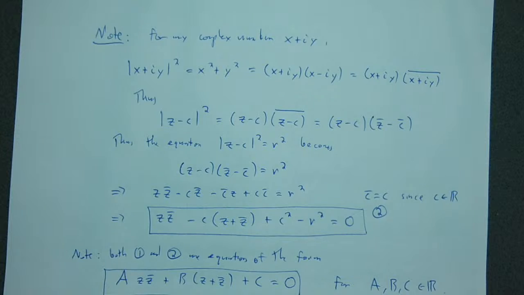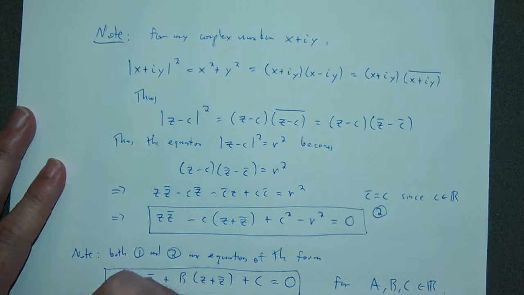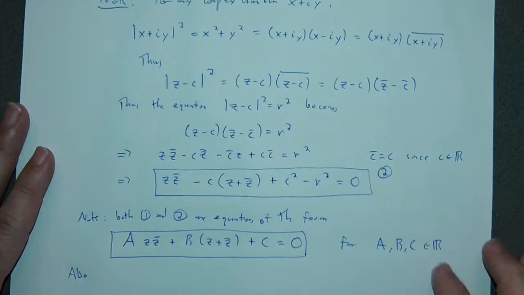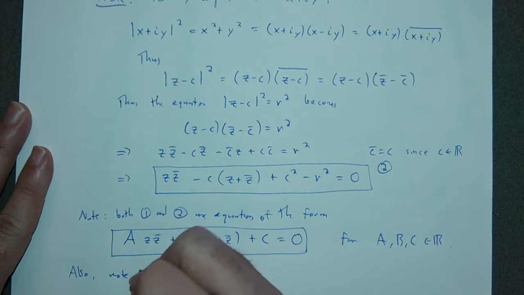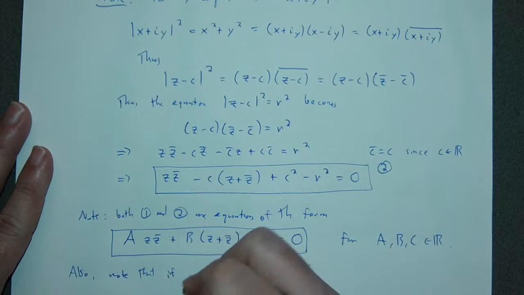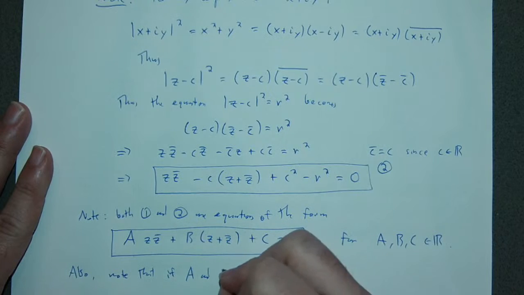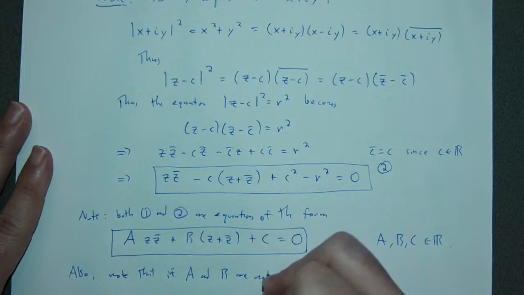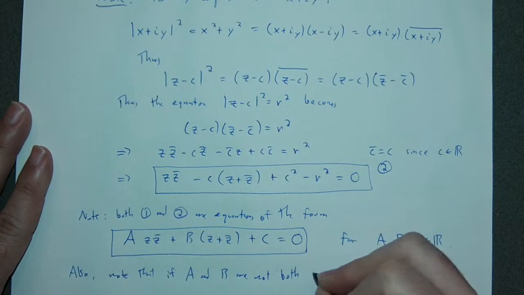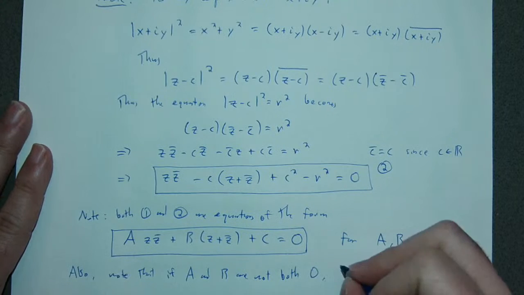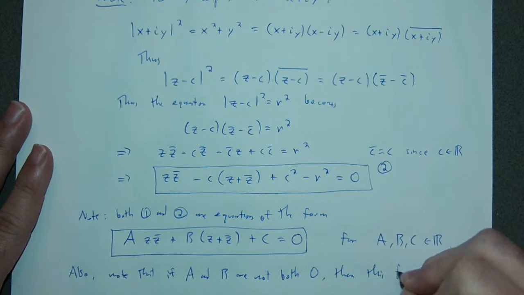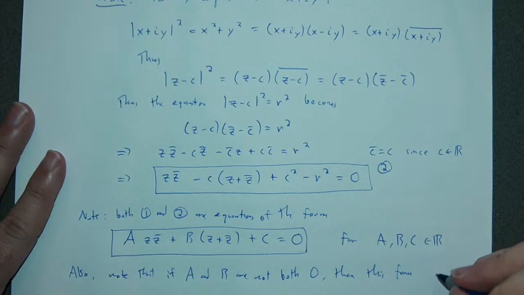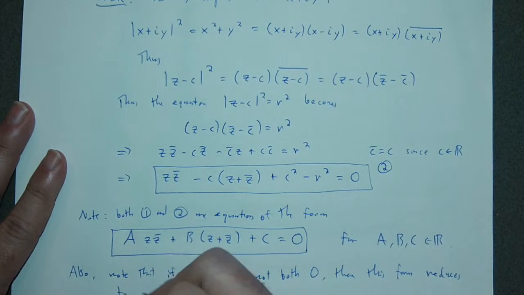All right. Also, note that if A and B are not both 0, then this form reduces to either 1 or 2.